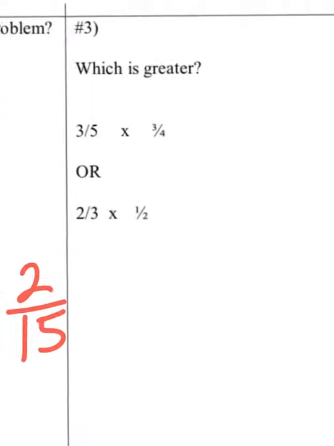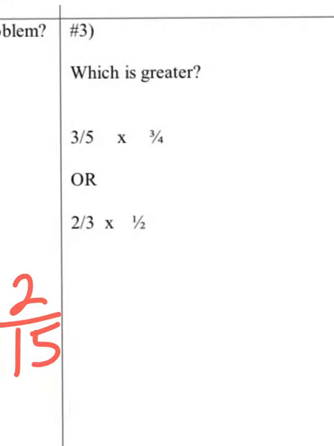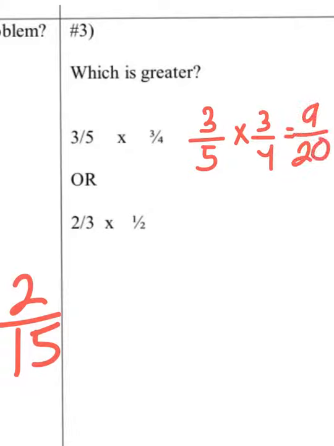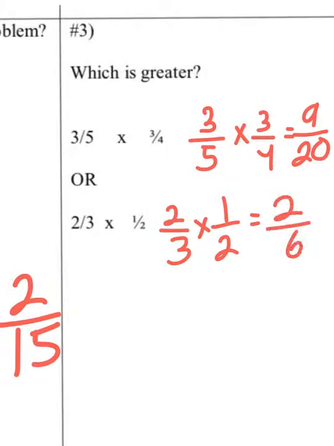For number 3, it says, which is greater? 3/5 times 3/4 or 2/3 times 1/2? Well, if we have 3/5 times 3/4, we'll get 9 over 20. And then we do 2/3 times 1/2, we'll get 2 over 6.